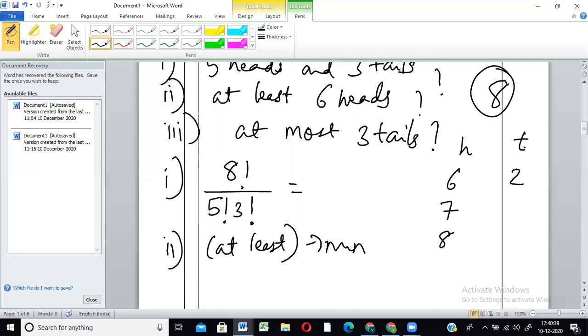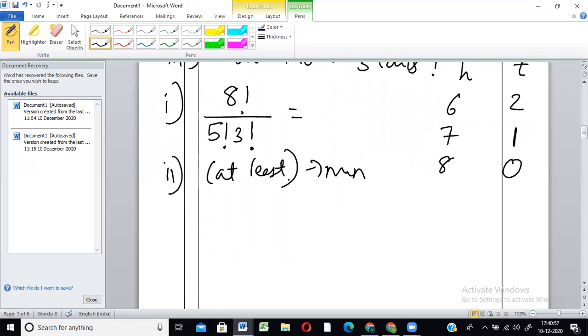The coin cannot stop somewhere in between, right? So it is either heads or tails. When there are 7 heads, there is only one tail, right? When there are 8 heads, then there is nothing in terms of tails, so that means 0. All right. So now coming to writing this problem, at least 6 heads.